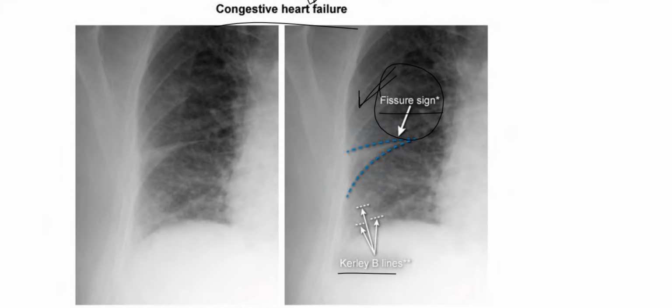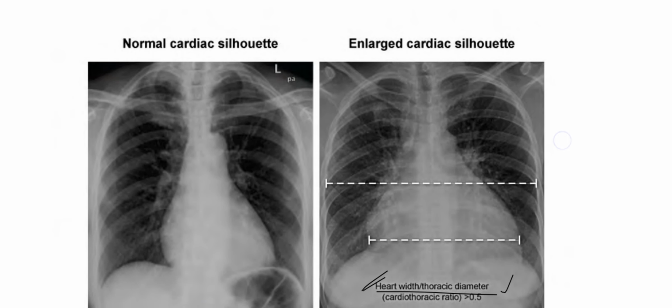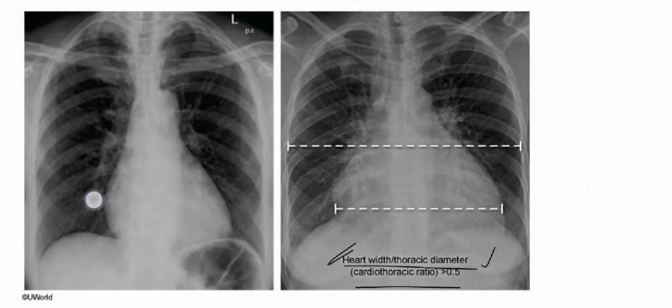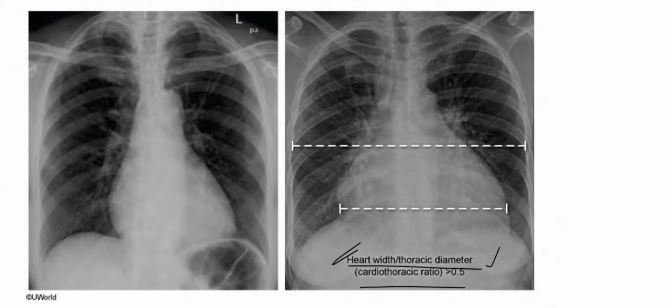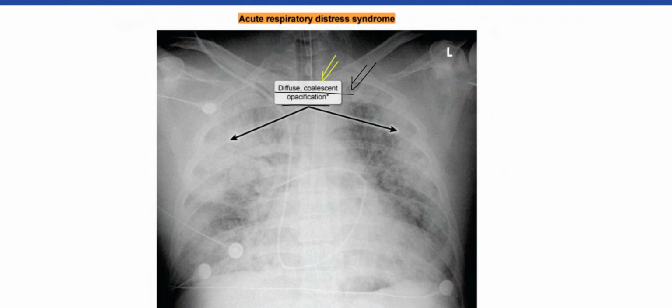So this is congestive heart failure. We would see a facial sign, right? With that we would also see Kerley B lines, right? Then the normal cardiac silhouette, compared with enlarged cardiac silhouette. The cardiothoracic ratio is greater than 50. So heart width to thoracic diameter, cardiothoracic ratio is greater than 0.5. Then this is acute respiratory distress syndrome, diffuse coalescent opacification.